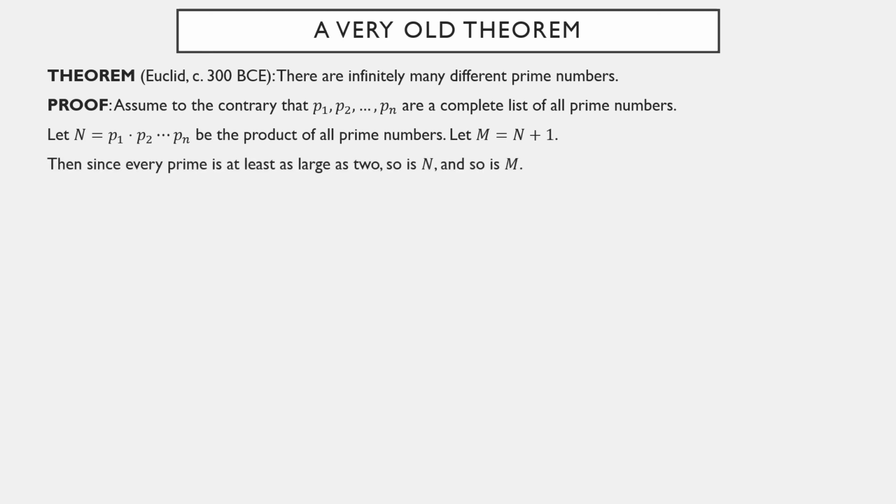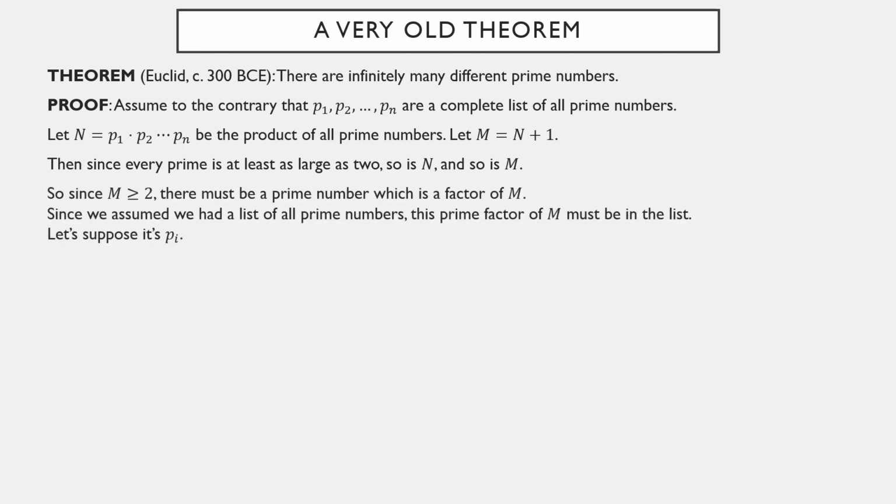Since every prime is at least as large as 2, so P sub 1 is 2 or bigger, P sub 2 is at least as large as 2, and so forth, capital N is at least as large as 2, and capital M is even bigger, so it's at least as large as 2. Why am I so focused on a number being at least as large as 2? Any number 2 or bigger has a prime factor. So capital M has a prime factor.